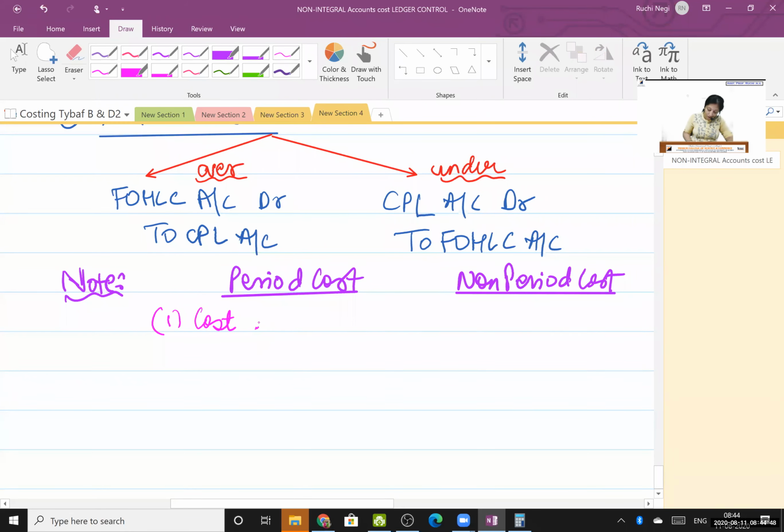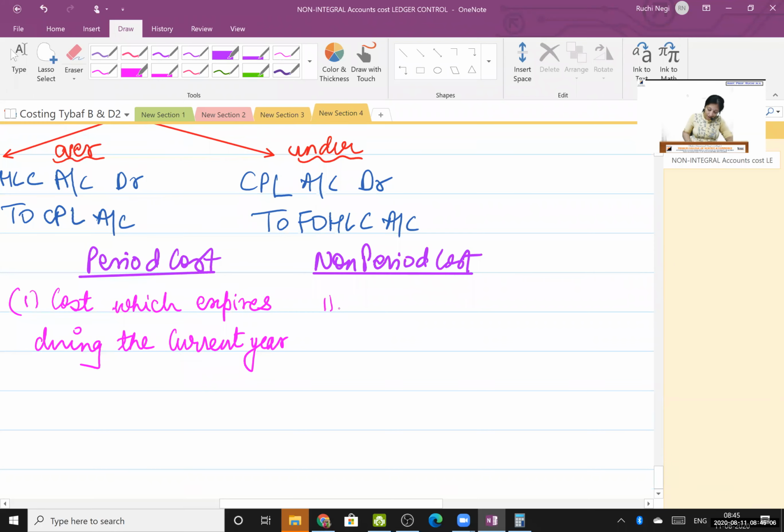Period cost means cost which expires during the current year. Okay, and your cost which does not expire in the current year.